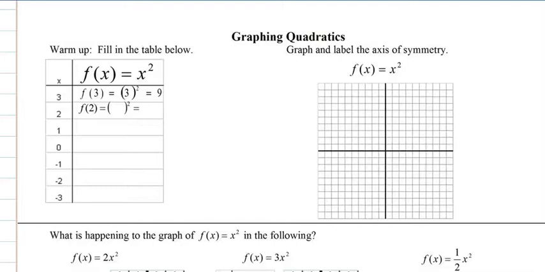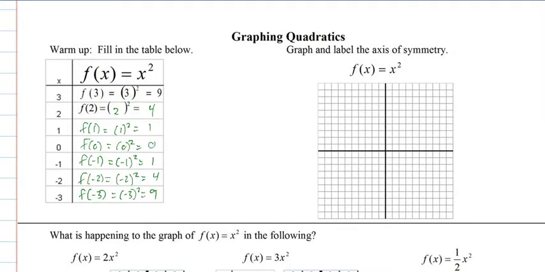These are quadratic equations, and just to get an idea of what it looks like, I have some points here. Let's hit pause and fill them in, and we get these points. If you notice they're symmetric: we have a 0, and then it's 1, 1, 4, 4, 9, 9. So when we graph it, we're going to get a certain shape. So plot them, and then connect the dots. So we get this shape. This shape is called a parabola.